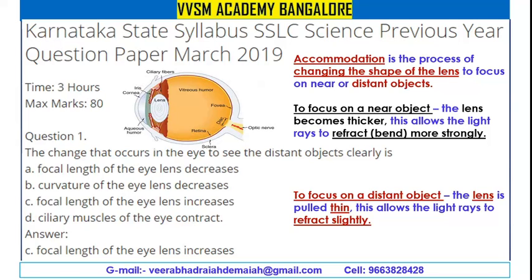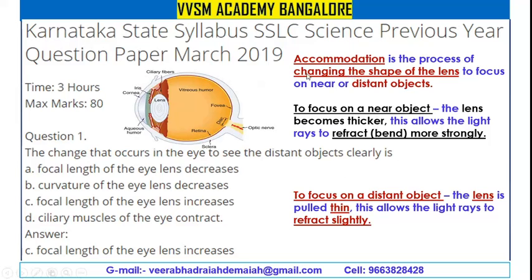Now the question. The change that occurs in the eye to see distant objects clearly is: A, focal length of the eye lens decreases. B, curvature of the eye lens decreases. C, focal length of the eye lens increases. D, ciliary muscles of the eye contract. Out of the four answers, we have to find out the correct one. The answer is: focal length of the eye lens increases. This is the answer, my dear friends.